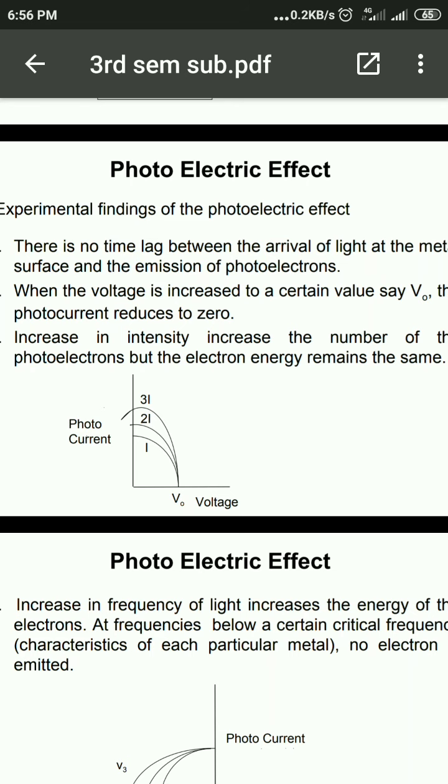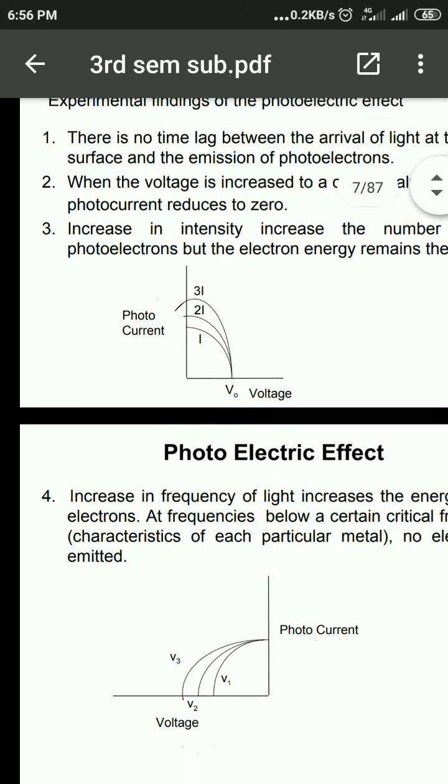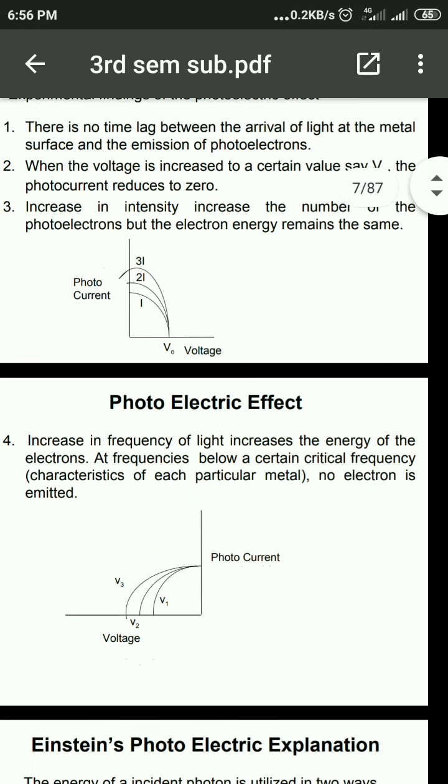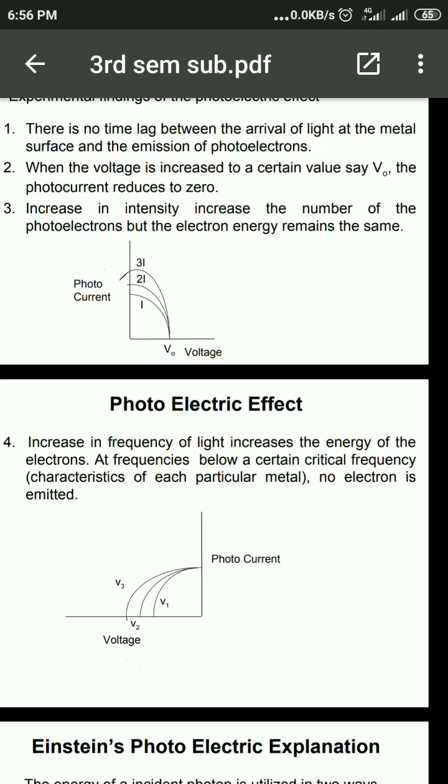It is same. Okay, so next one, fourth one is increase in frequency of light increases the energy of the electron. So now we are increasing the frequency of the light instead of intensity. Earlier we were increasing the intensity. Now we are increasing the frequency. So see there, when you increase the frequency of the light incident on the metal surface, what happens? The ejected electrons from the metal surface have higher energy. So it will have higher kinetic energy.